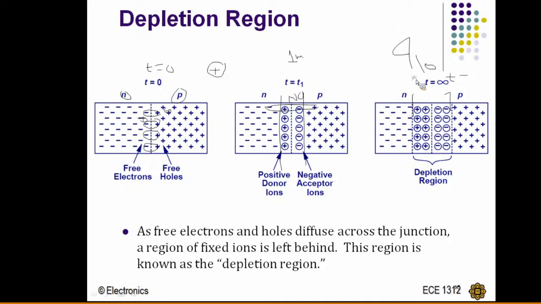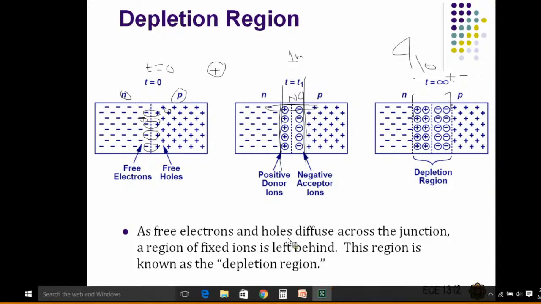But don't consider this part. Generally at t equal to t1, this initial one we will consider as the width of the depletion region. Under the biasing case, we are going to discuss the third one. Now what is this? As free electrons and holes diffuse across the junction, a region of fixed ions is left behind. This region is called our depletion region.